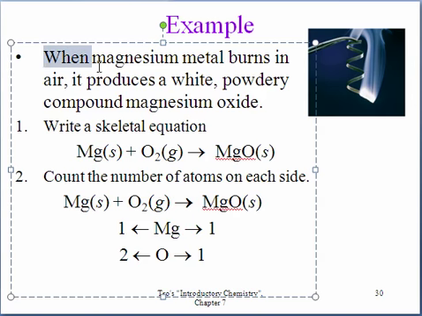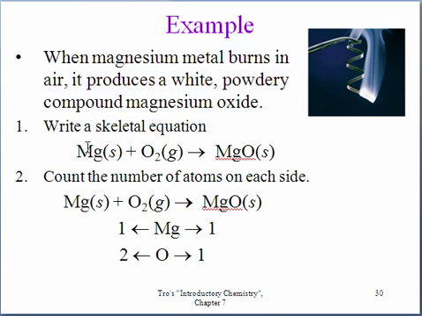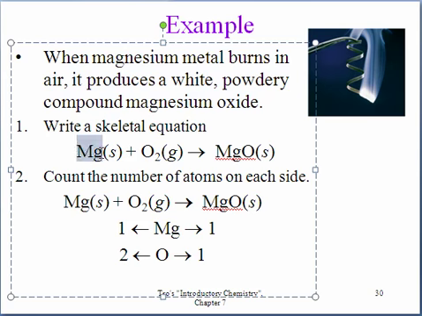Here's what we're given. When magnesium metal burns in air, it produces a white powdery compound, magnesium oxide. And here's magnesium metal. When it burns, it forms this white smoke, which is this compound here. So the first thing we want to do is write our equation. We know that magnesium is Mg. It's a metal, so it's going to be solid at room temperature. We know that oxygen is O2, and at room temperature it's going to be a gas.